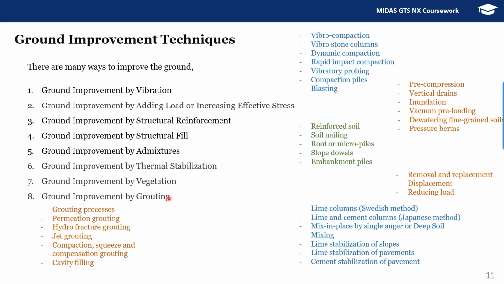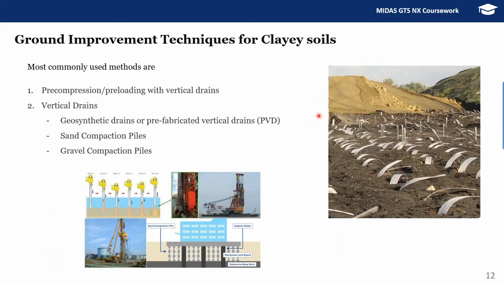For soft soils, some of them are very efficient, and we'll see what those are. We'll use vertical drains techniques and preloading in this session. So let's see the important ground improvement techniques that are suitable for soft soil. For soft soil, the most important techniques include pre-compression or pre-loading with vertical drains. And in the vertical drains, we have many types.